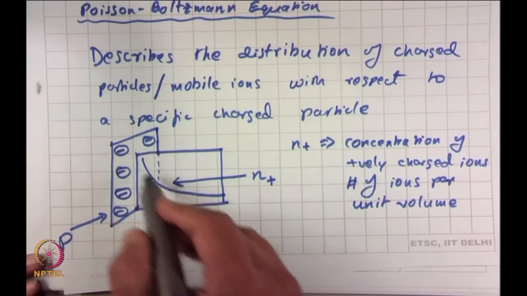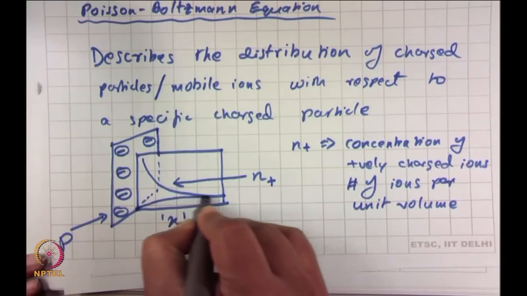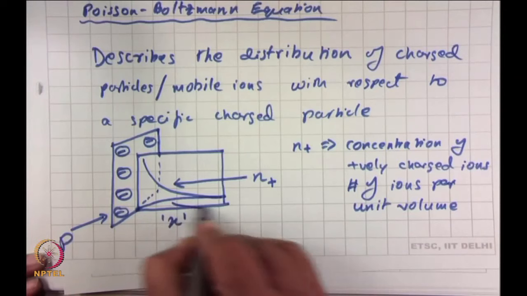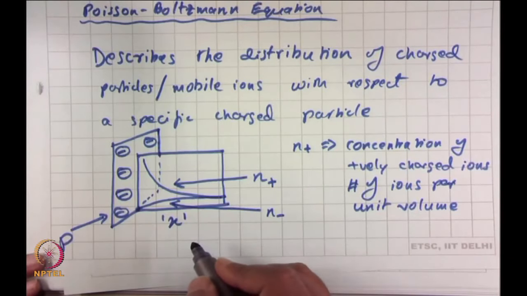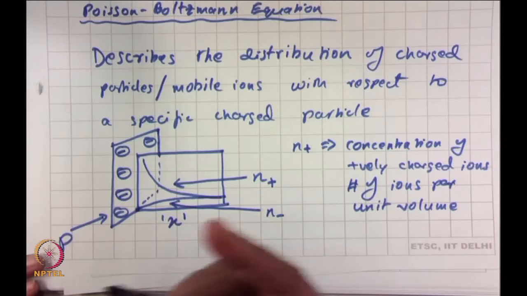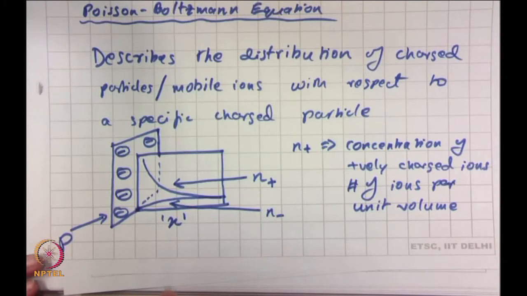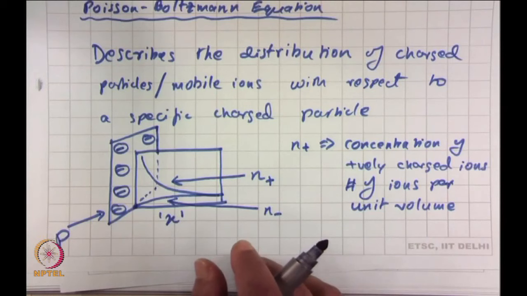So, if this is the decaying graph, I can say this would look something like this, which is here, this one is for n minus. Why? Because n minus near the plane would be the least, because the plane is negatively charged. So, it will repel the negatively charged ions, and as we move far away, what will happen? Their concentration would grow. That is essentially what you are seeing, right.